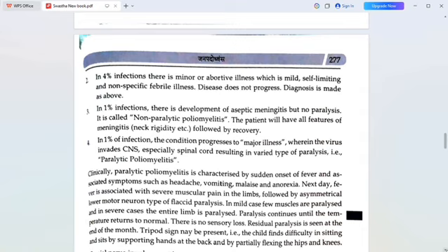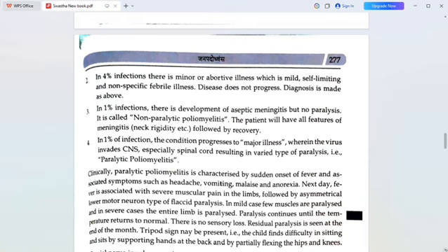In 1% of infections, the condition progresses to major illness, where the virus invades the central nervous system, especially the spinal cord, resulting in varied types of paralysis, that is paralytic poliomyelitis. So in 1% of cases, the major illness occurs and the virus invades the central nervous system, where varied types of paralysis can be caused.